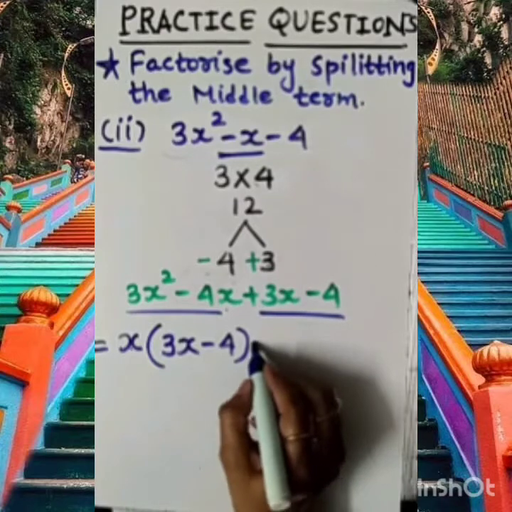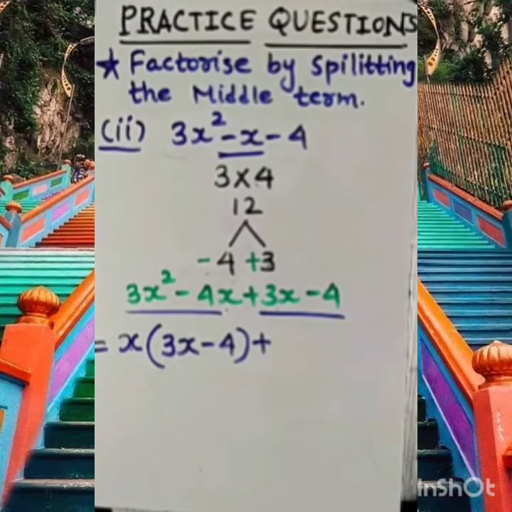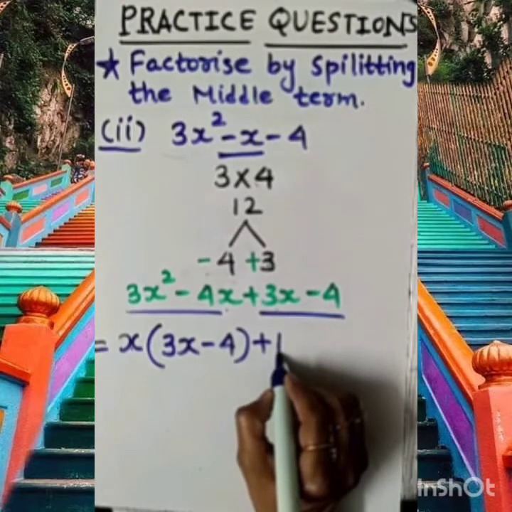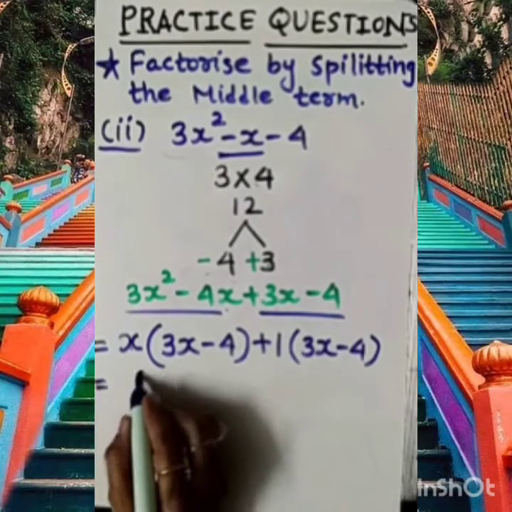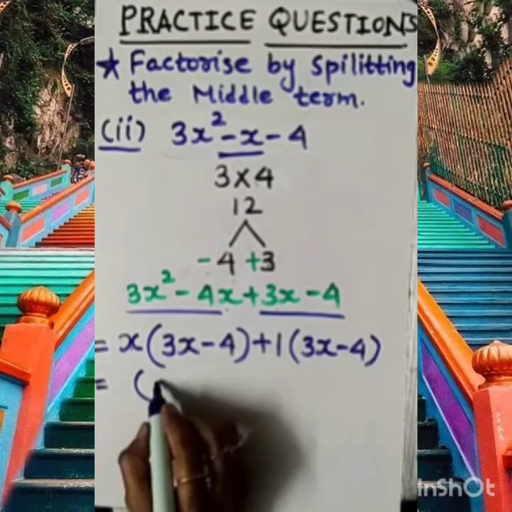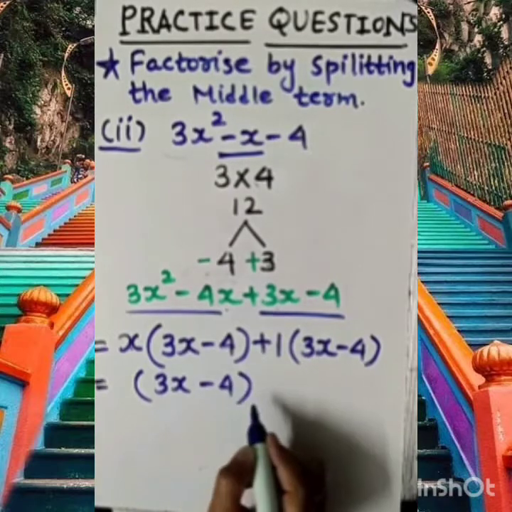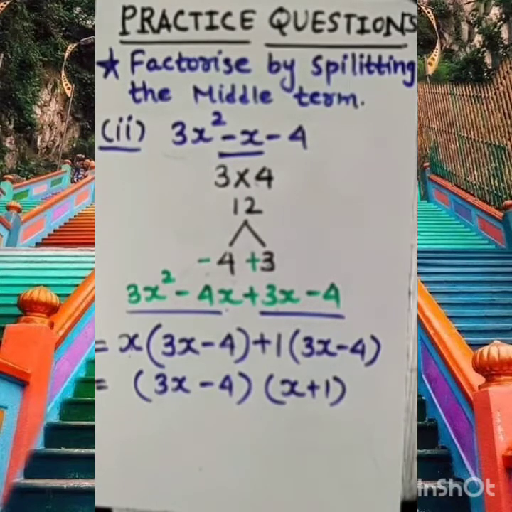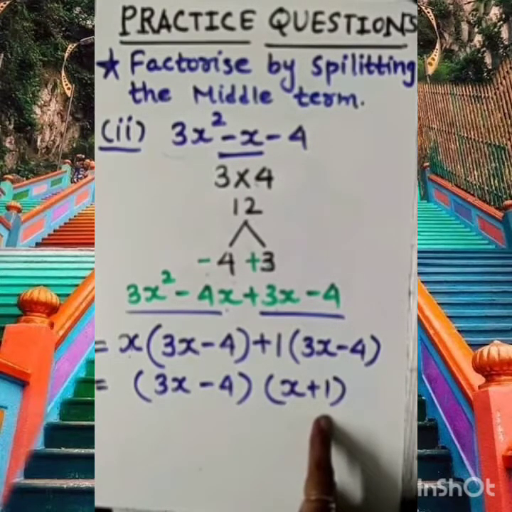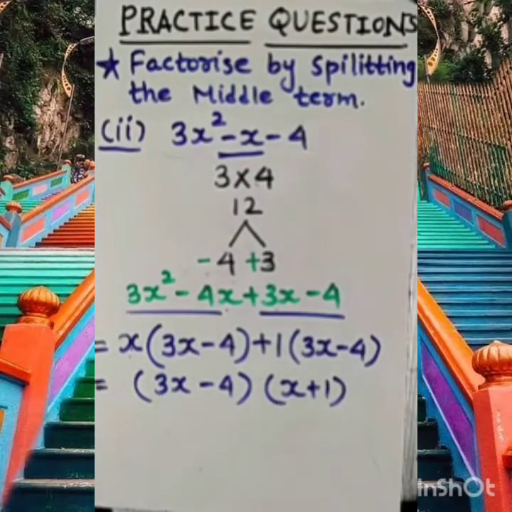Now from 3x minus 4, from these two terms nothing is common. Dear student, when nothing is common, then please consider 1 as a common. So we will have here 3x minus 4. So dear student, 3x minus 4 we need to write one time, and x plus 1 in another bracket. So we can say that these two are the factors of the given polynomial 3x square minus x minus 4. Here, let's see one more example.